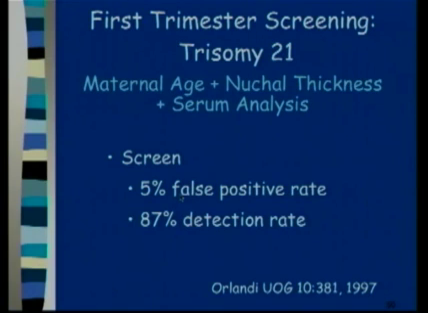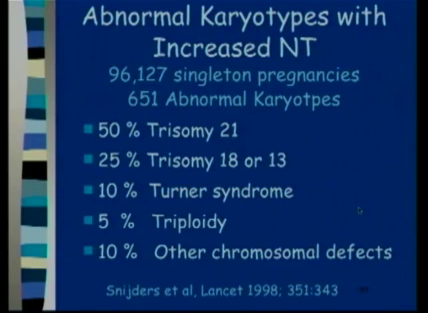Basically, we started doing this because some investigators in England figured out that if you added maternal age with nuchal thickness and serum analysis looking at HCG and PAPP-A, we could pick up 87, or almost 90% now, of trisomy 21s with only a 5% false positive rate.